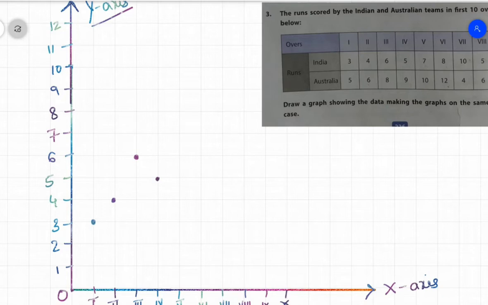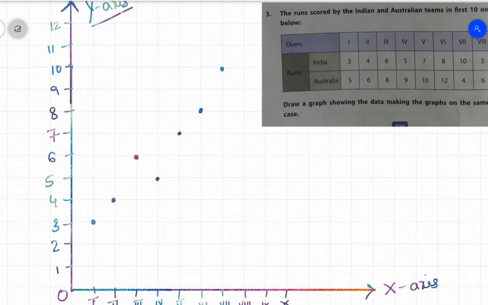Sixth over India got 8 runs. See, first over, second over, third over, fourth over, fifth over, India got 7 runs. It will come here. Sixth over, India got 8 runs. It will come here. Okay. And seventh over, India got 10 runs.